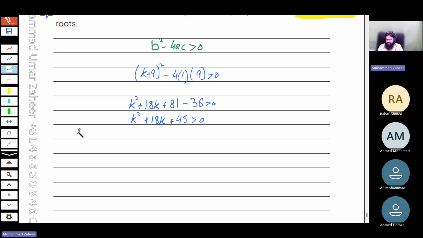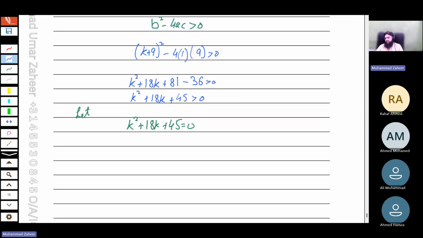First of all, we are going to assume that k square plus 18k plus 45 is equal to 0. We'll make the equation and simplify it. Let's see if it is possible to do it by the middle term breaking. We have 45. 1 times 45 is 45. 3 times 15 is 45. 15 plus 3 is 18, multiplied is 45. So I'm going to get k square plus 3k plus 15k plus 45 is equal to 0.